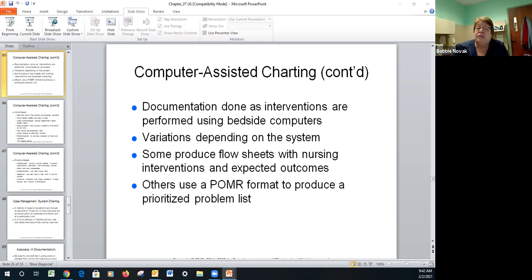So we're going to document as you're doing it because you have the bedside computer. A lot of variations depend on what system you're using. We see a lot of Epic type charting, which you use in Ohio Health. Our simulation learning system is basically developed on the Epic principle, so it's very similar to what's being used in the community. We have some flow sheets that we document our interventions and expected outcomes. And then some of them are problem-oriented format, and they have a prioritized problem list that you document on.